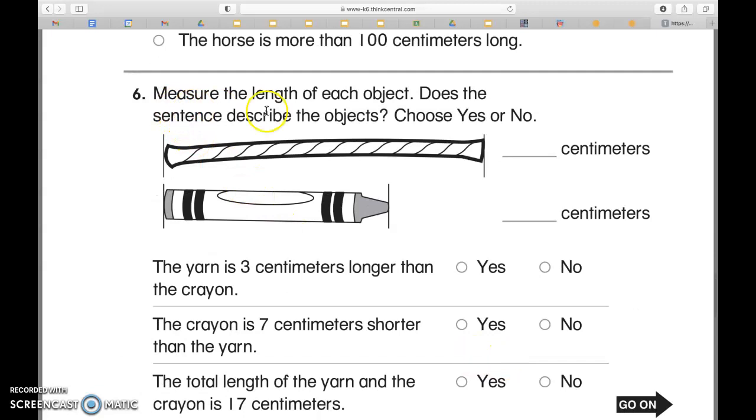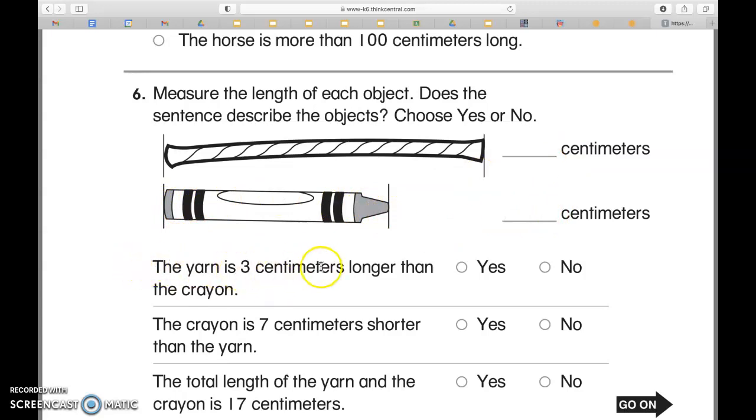Number 6. Measure the length of each object. Does the sentence describe the objects? Choose yes or no. All right, so you have to measure the length of this. Tell me your answer. Measure the length of this crayon. Tell me the answer. Okay.